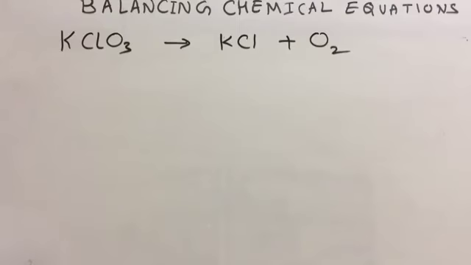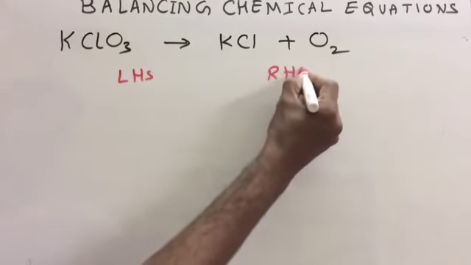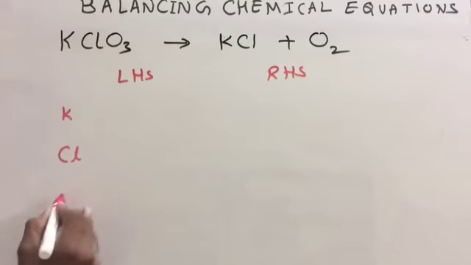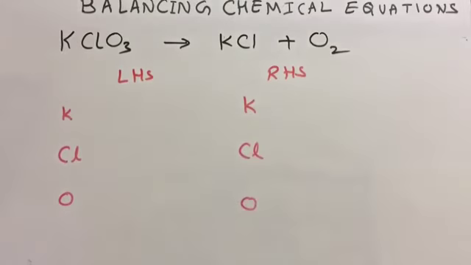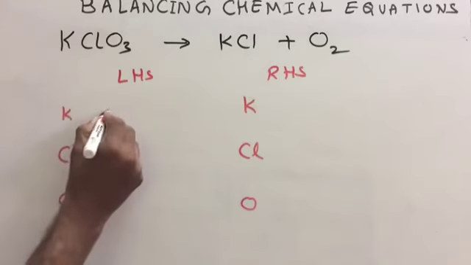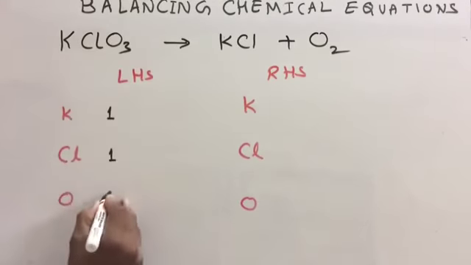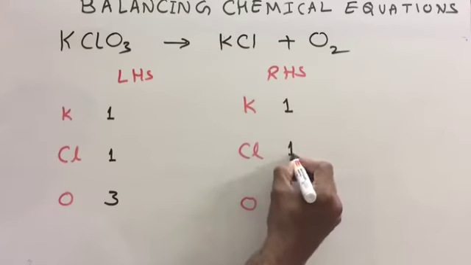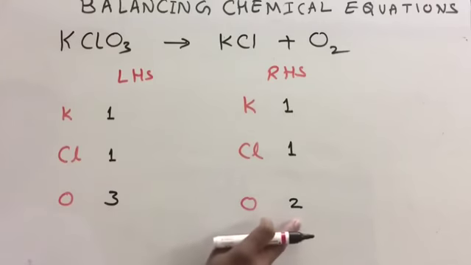Let us balance one more equation. Write LHS, RHS, potassium, and then chlorine, and then oxygen. Same elements. Number of potassium on LHS 1, and chlorine is also 1, oxygen 3. Here on RHS potassium 1, chlorine 1, oxygen 2. Potassium and chlorine are balanced. Now check with oxygen. Here 3, here 2.